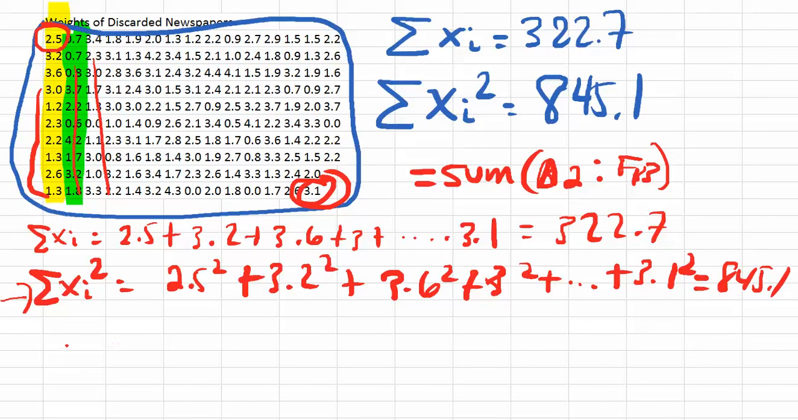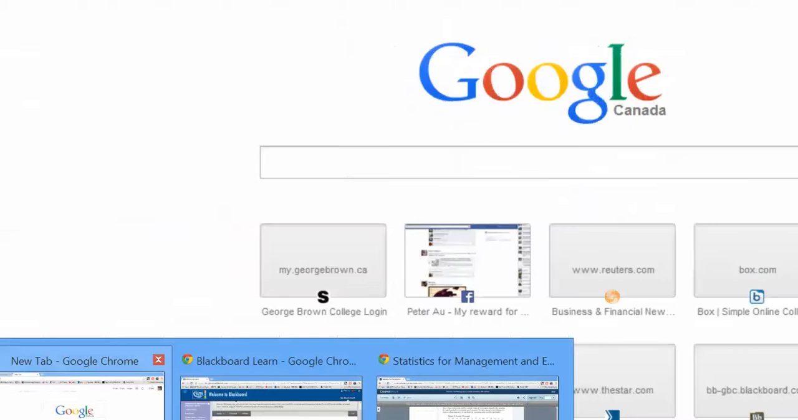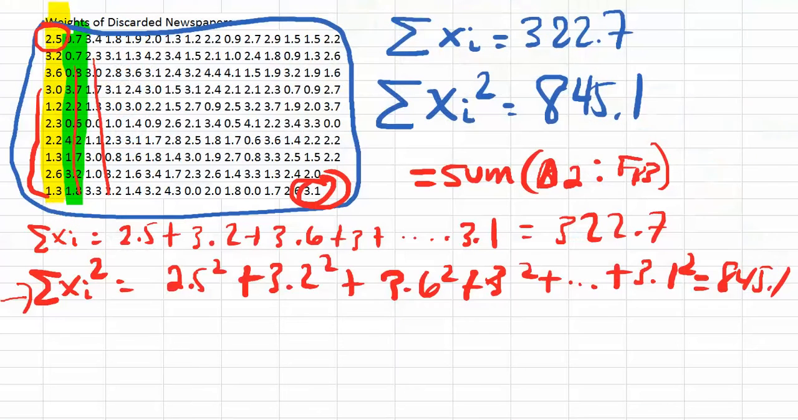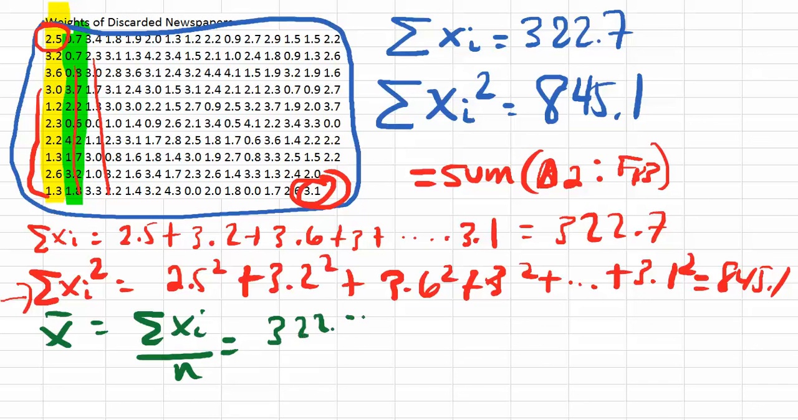So for example, if you recall, the formula for the mean would be the sum of xi over n. So we know that that's 322.7 over 148 in this case. If you count them all, there's 148 of them.